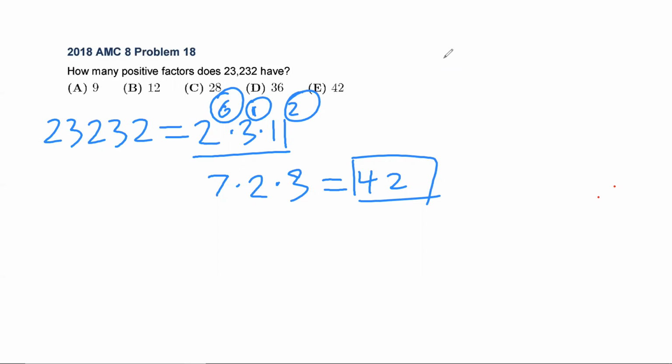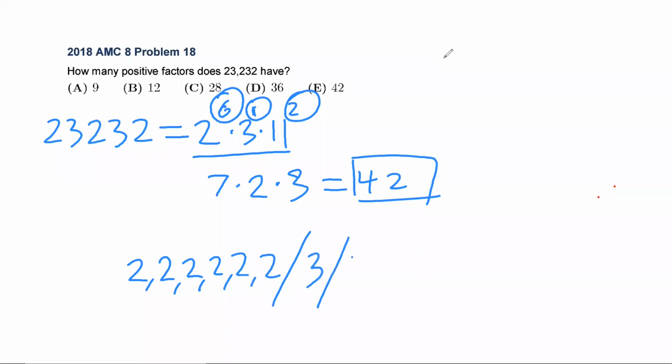So basically, the reason why you add 1 to every exponent to find the number of positive factors is it's really a counting problem. So what this prime factorization means is that there's 6 2's multiplied together. So let's have 6 2's here. And there's also 1 3, and there's 2 11's. So all of these numbers multiplied together gives the number 23,232. And a factor of this number is any number that can evenly divide into it.